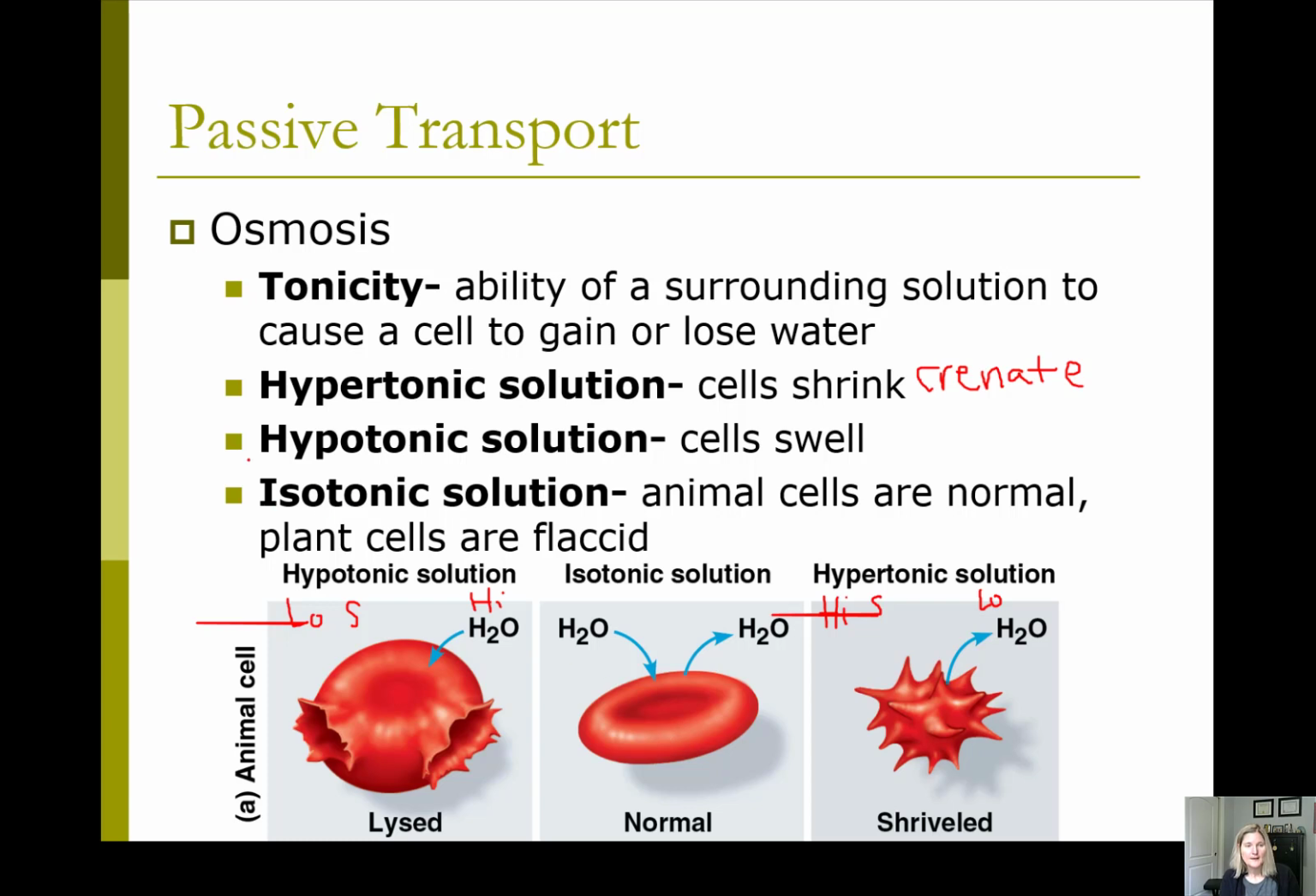Okay. And then finally, the last type of solution the cells can be placed in is called an isotonic solution. Think iso, equal. Equal means that there are equal concentrations inside the cell as outside. So here's an example of a normal red blood cell in an isotonic solution. There's an equal amount of water inside the cell as outside, so the water will move into and out of the cell at an equal rate.